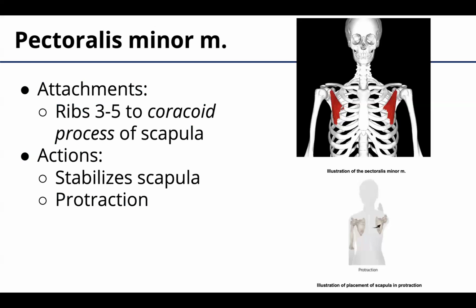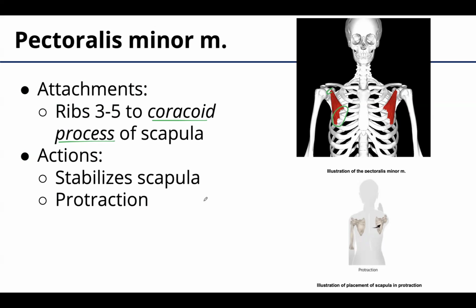Now, this muscle is going to have its proximal attachment on ribs 3 through 5, and its distal attachment is going to be on the small process on the scapula called the coracoid process. So this muscle does not cross the shoulder joint. It does not attach on the humerus. So it's really only going to play a role in terms of moving the scapula.